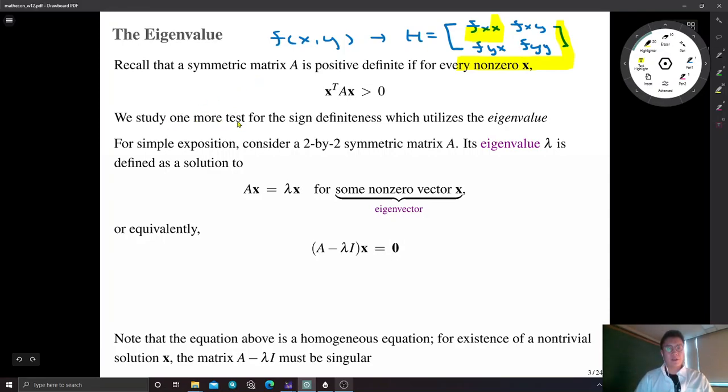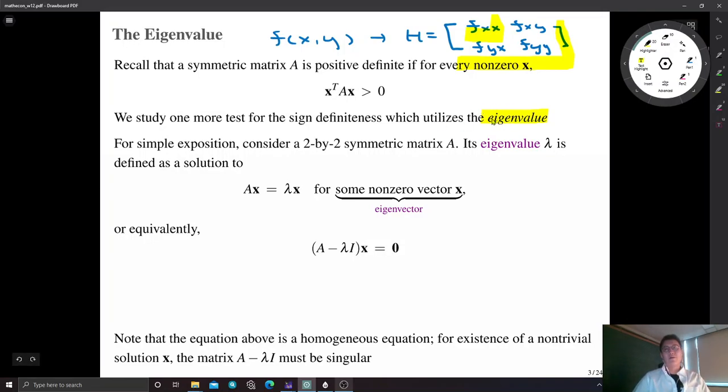And in this video, we are going to study one alternative test for this sign definiteness. It tells us whether the Hessian matrix is positive or negative definite, but this time, instead of these principal minors, we are going to utilize the eigenvalue. The eigenvalue is one of the most important topics in linear algebra. We should have studied this early in the semester, but somehow the eigenvalue is introduced in chapter 11 in relation to optimization, so I decided to postpone the relevant discussion to chapter 11.